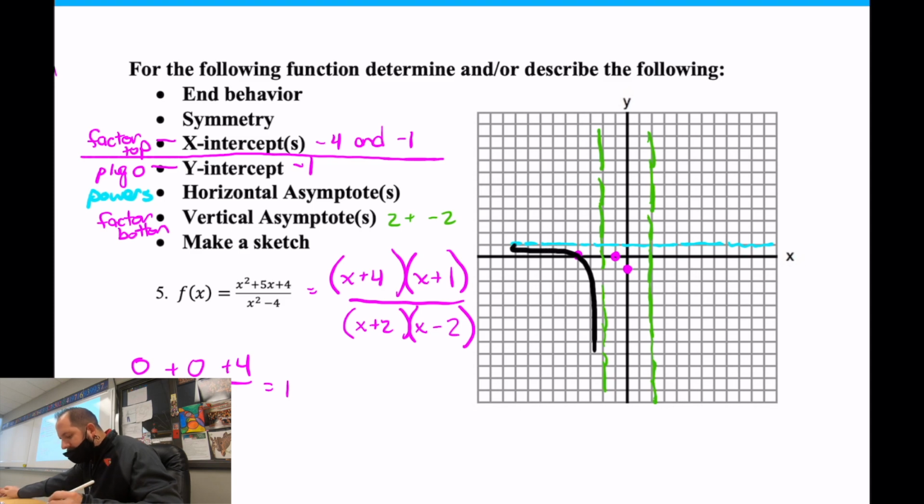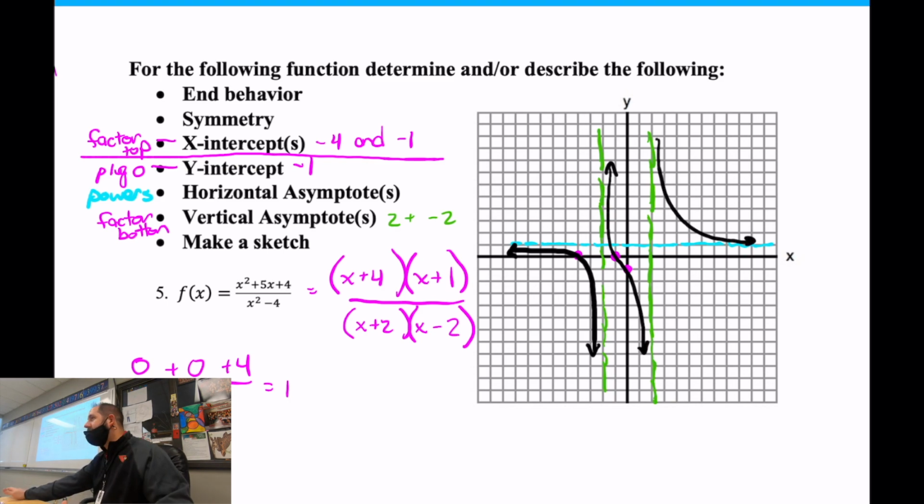Which one can it not cross, the blue or the green? It can't cross the green. I'm going to cross the blue in a second. The middle probably is doing something like this. Usually they keep the opposite ends going in opposite directions. And on the right side, it's probably doing something like this. Because I didn't have an x-intercept, it's probably not hitting the x-axis on that side. So that's how I'm figuring out what this thing looks like.